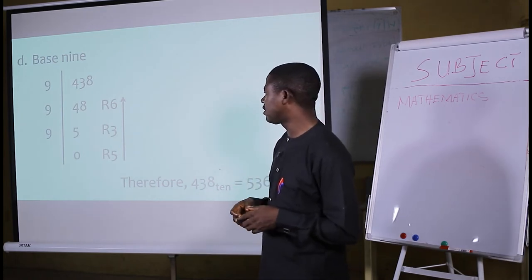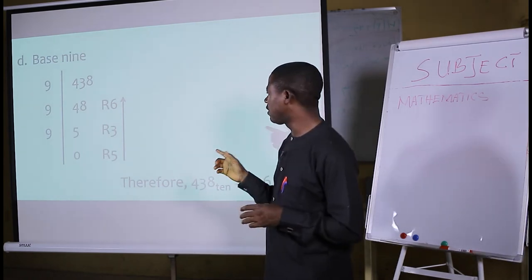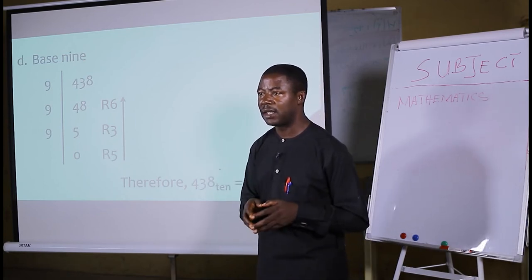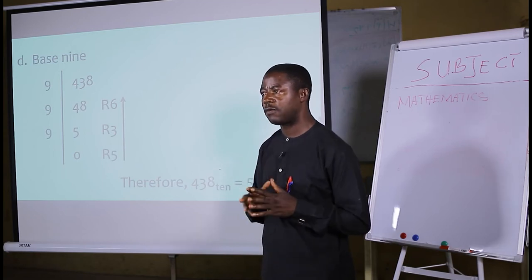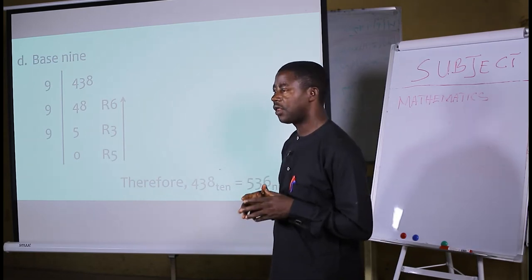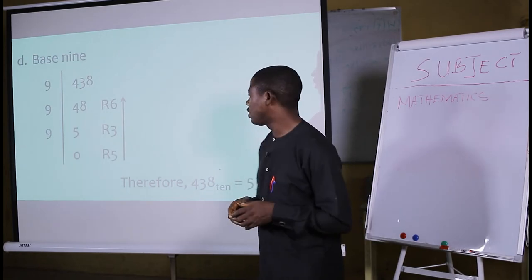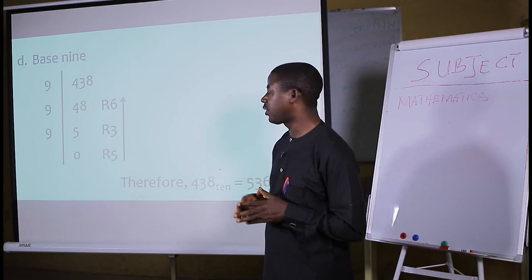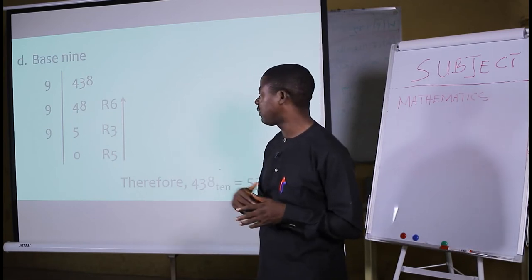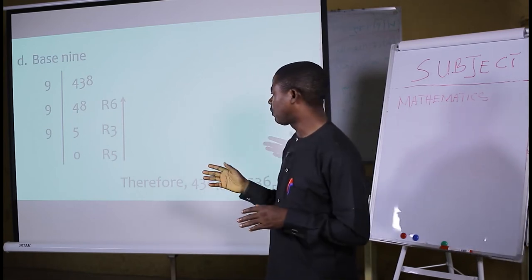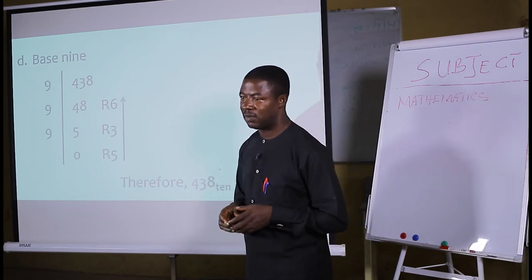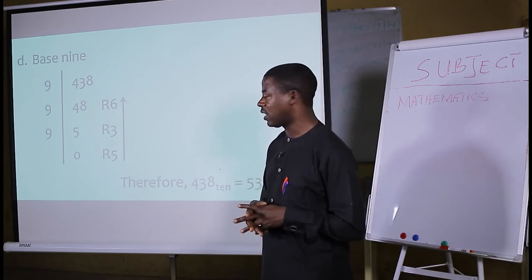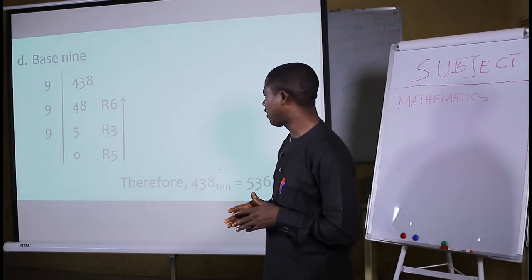So 48 now divided by 9, you'll be having 5 times, because 5 times 9 is 45. So out of 48, you'll be having 3 as your remainder left. Finally now 5 divided by 9 is not possible. You'll be having a decimal value, and we are not after decimals in this case. So 5 divided by 9 is 0, remainder 5.